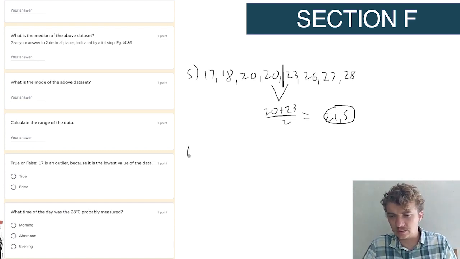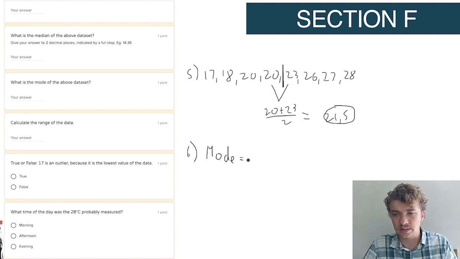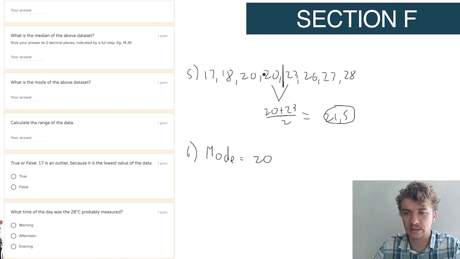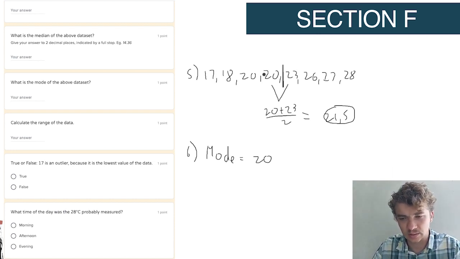So the mode is always the value that we see the most. So the mode in this case is just 20. The mode is just 20 because 20 is the only one that occurs more than once. So the mode is just 20.